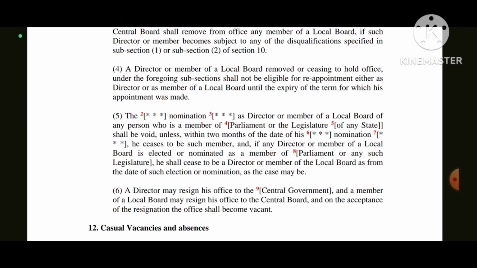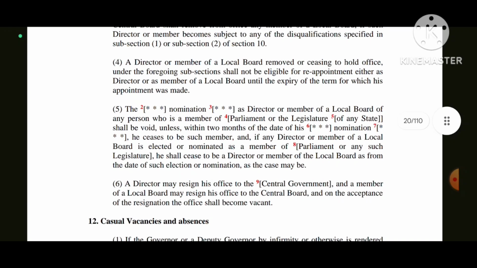Next is subsection 5. The nomination as director or member of local board of any person who is a member of parliament or legislature of any state shall be void unless within 2 months of the date of his nomination he ceases to be such member. So if someone is a member of parliament or the legislature of any state and he has been nominated as a director, then he or she will have to give resignation for that post within 2 months from the date of the nomination.